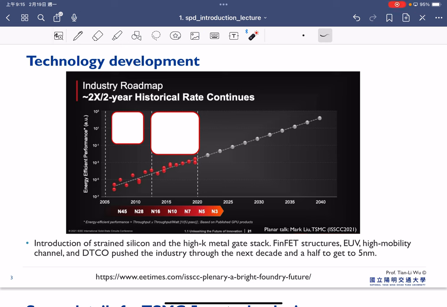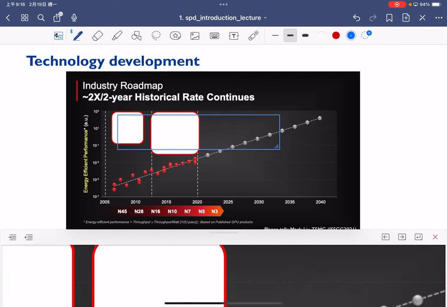From 2005 to around 2010 here, what we were doing was equilibrium scaling. You can see the y-axis is energy efficient performance. The major technology trend is that we try to push our technology to have better energy efficient performance. That's always one of the key indices for our semiconductor technology. And the first approach we tried was equilibrium scaling.